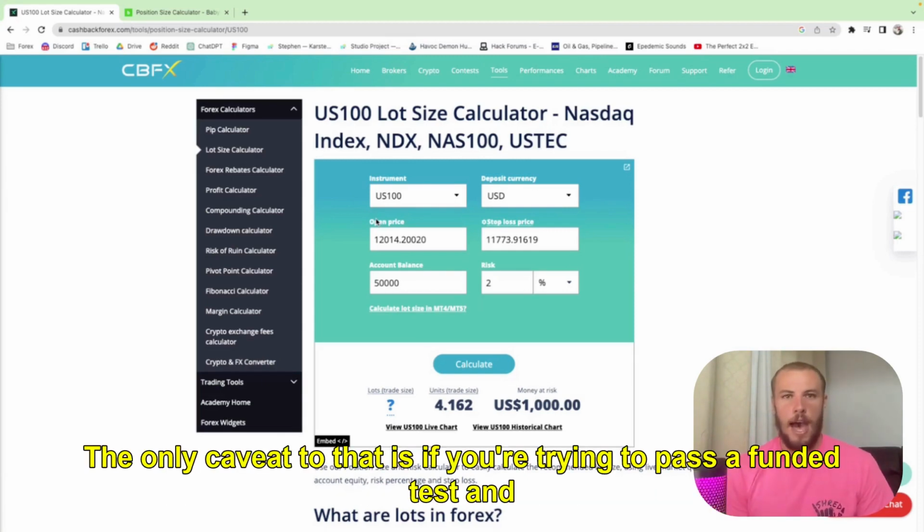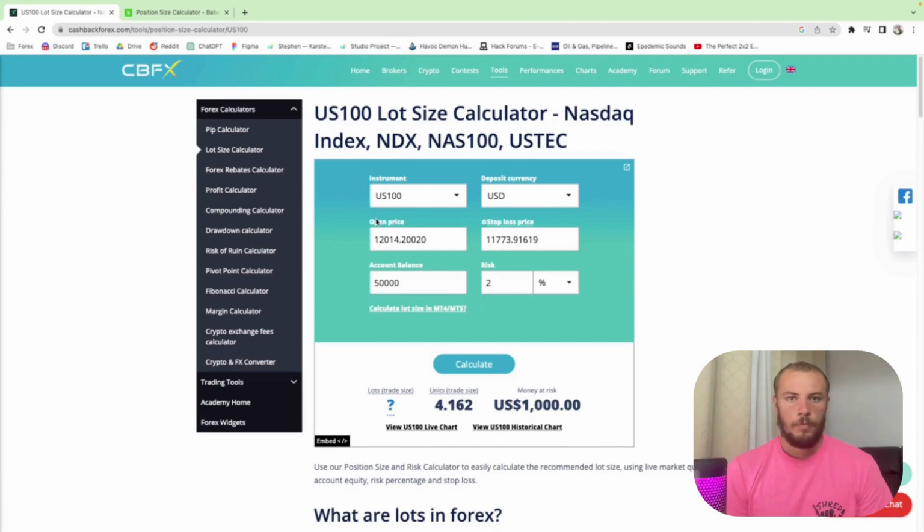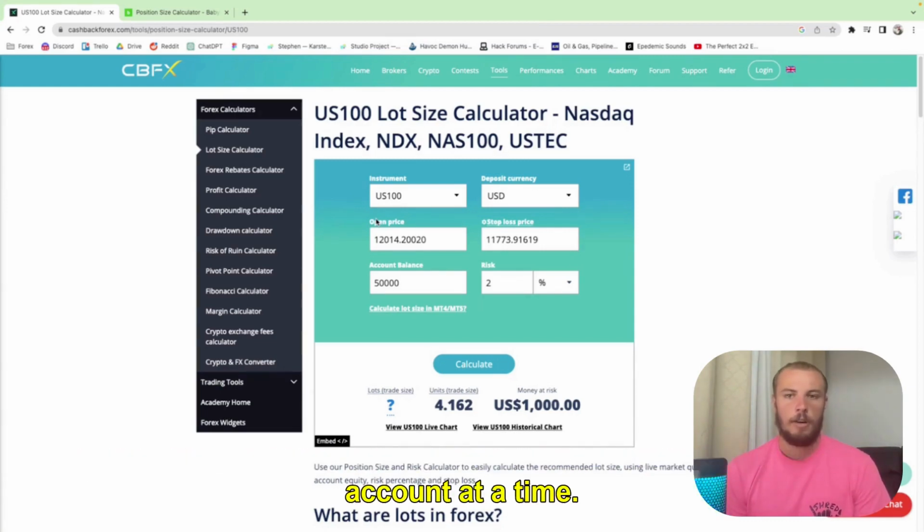The only caveat to that is if you're trying to pass a funded test and you have a direct plan that says maybe you are risking 2% per trade. Other than that, you would never ever risk more than 1% of your account at a time.